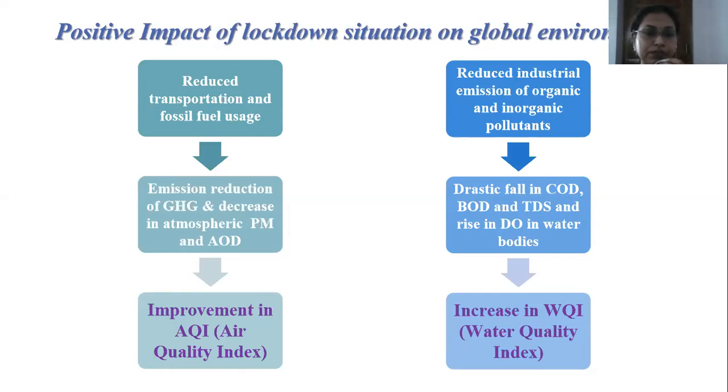Due to the very much reduced use of fossil fuel, the emission of greenhouse gases, namely nitrogen dioxide, sulfur dioxide and carbon monoxide, was found to be very low in the atmosphere. Particulate matter 2.5 and 10 were also very low, along with a lowering of AOD. AOD is aerosol optical density, which is also a measure of the pollutants present in the atmosphere. This has led to an improvement in the air quality index, that is AQI.